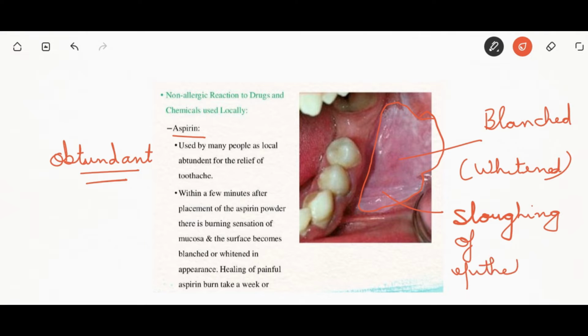The important feature is that it causes separation and sloughing of the epithelium and frequently causes bleeding. So what is the feature of aspirin reaction? It causes blanching and sloughing of the epithelium after the local application of the aspirin tablet.